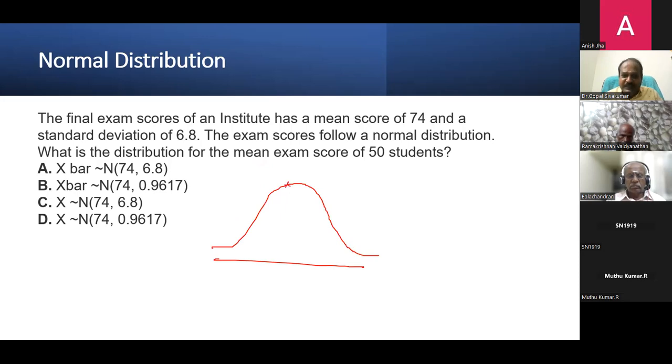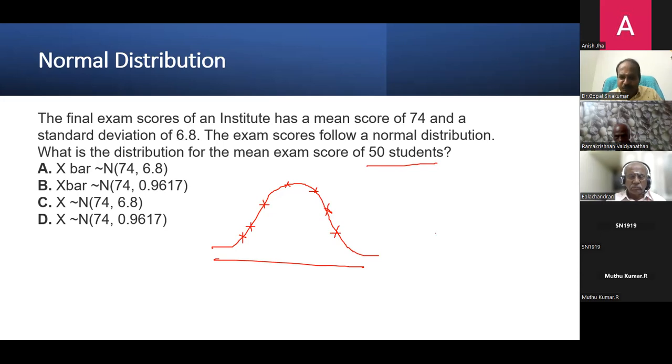Now, every point in this curve is an average. Am I right? This is a distribution of averages. All of you understand? Every time I choose 50 students, the 50 students together are a subgroup. If I randomly choose 50 students and calculate the average, it will be one of the stars here. If I continuously monitor the average, how will the average move? That is what they are referring to. What is the distribution for the mean exam score of 50 students?